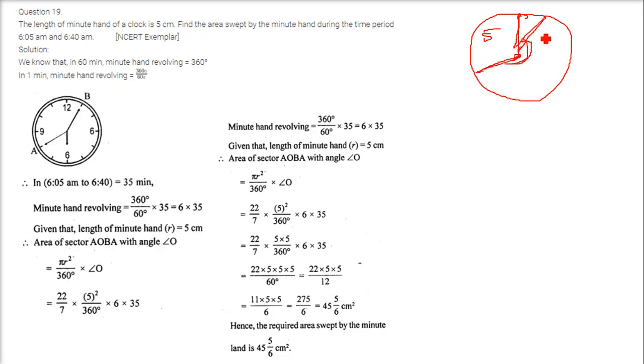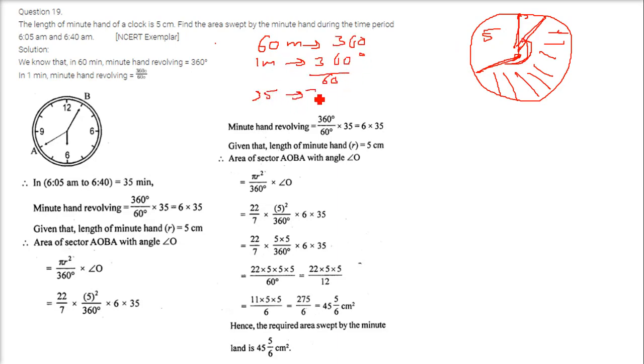First of all, we will find the angle, that is not a problem. But we have to find this area. As I said, 6:05 and 6:40, how much difference is there? It is 35 minutes. So for 60 minutes, it takes 360 degree. For 1 minute, it takes 360 by 60 degree. And for 35 minutes, it takes 360 by 60 into 35. This is 6 into 35, which we can use directly.